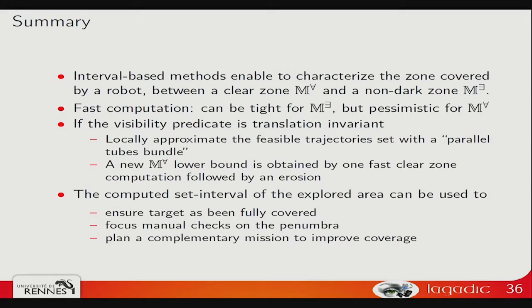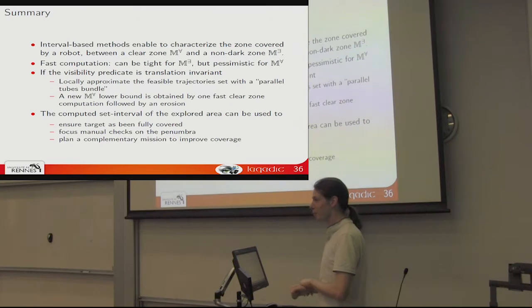Okay, so basically, I'm already late, but the idea is that using interval analysis, we are able to compute and to guarantee that some points in space have been seen by a robot, some points have not. It's sometimes very complicated, but when we have this tight relation between robot position and visible area, we can do it in a very fast way using simply erosion of another computed zone. So thank you.